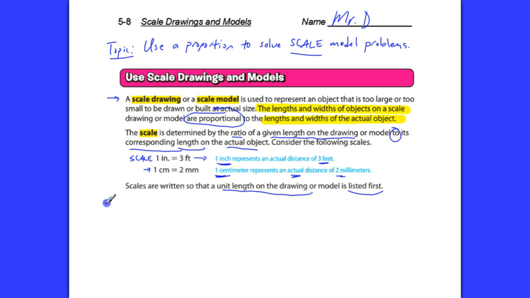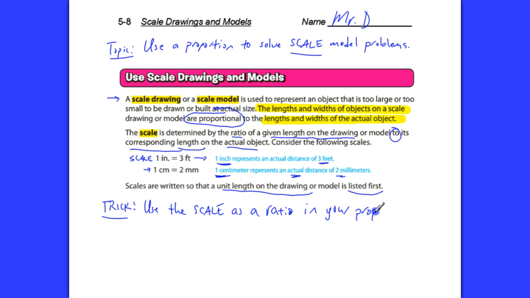All right, so here's our trick, to make this really simple, because what I need you to be able to do is, if I give you a scale and then I give you one of the other pieces of information, you can either figure out what the actual size is or what the drawing size should be. And this is all you do right here. Here's the magic trick. Use the scale as a ratio in your proportion.